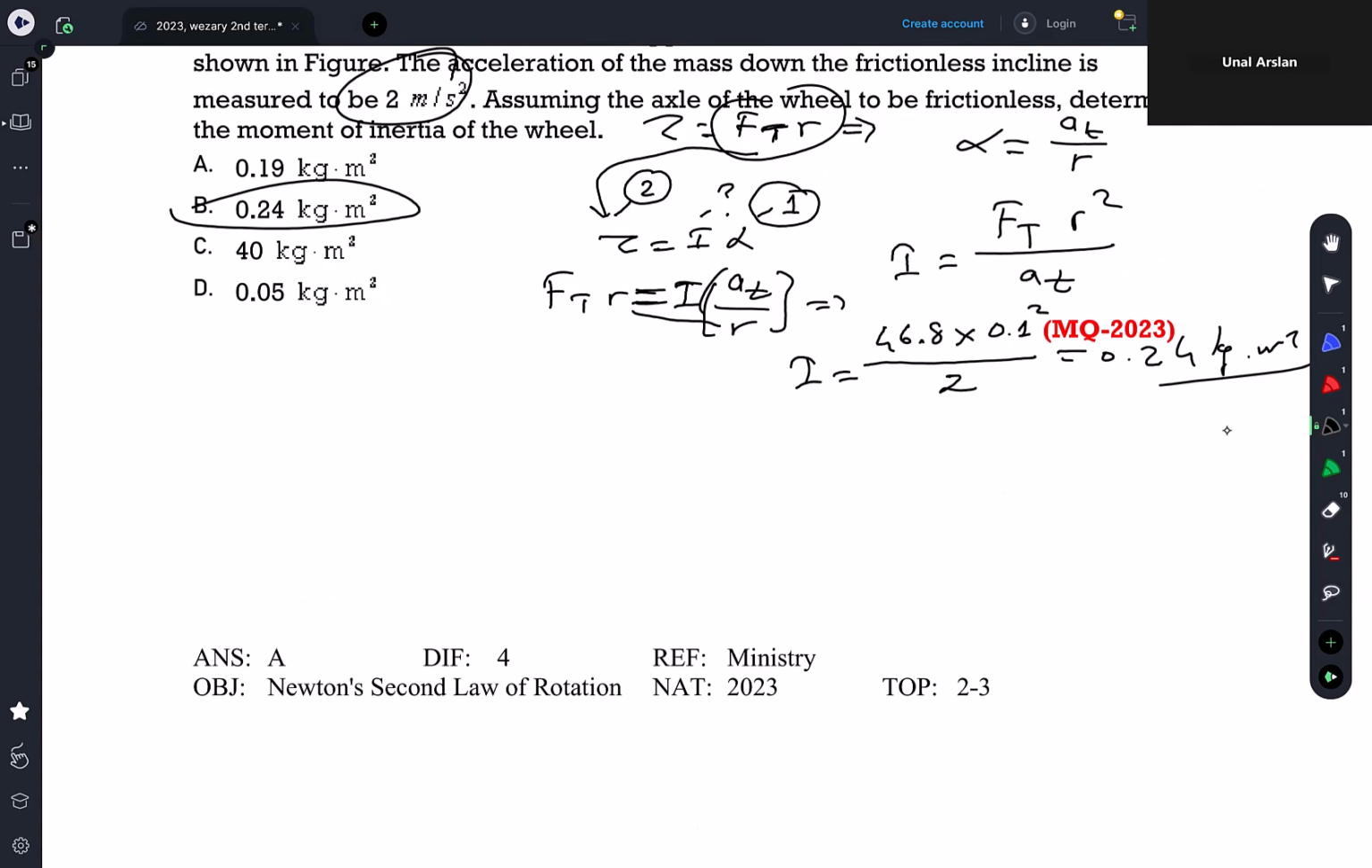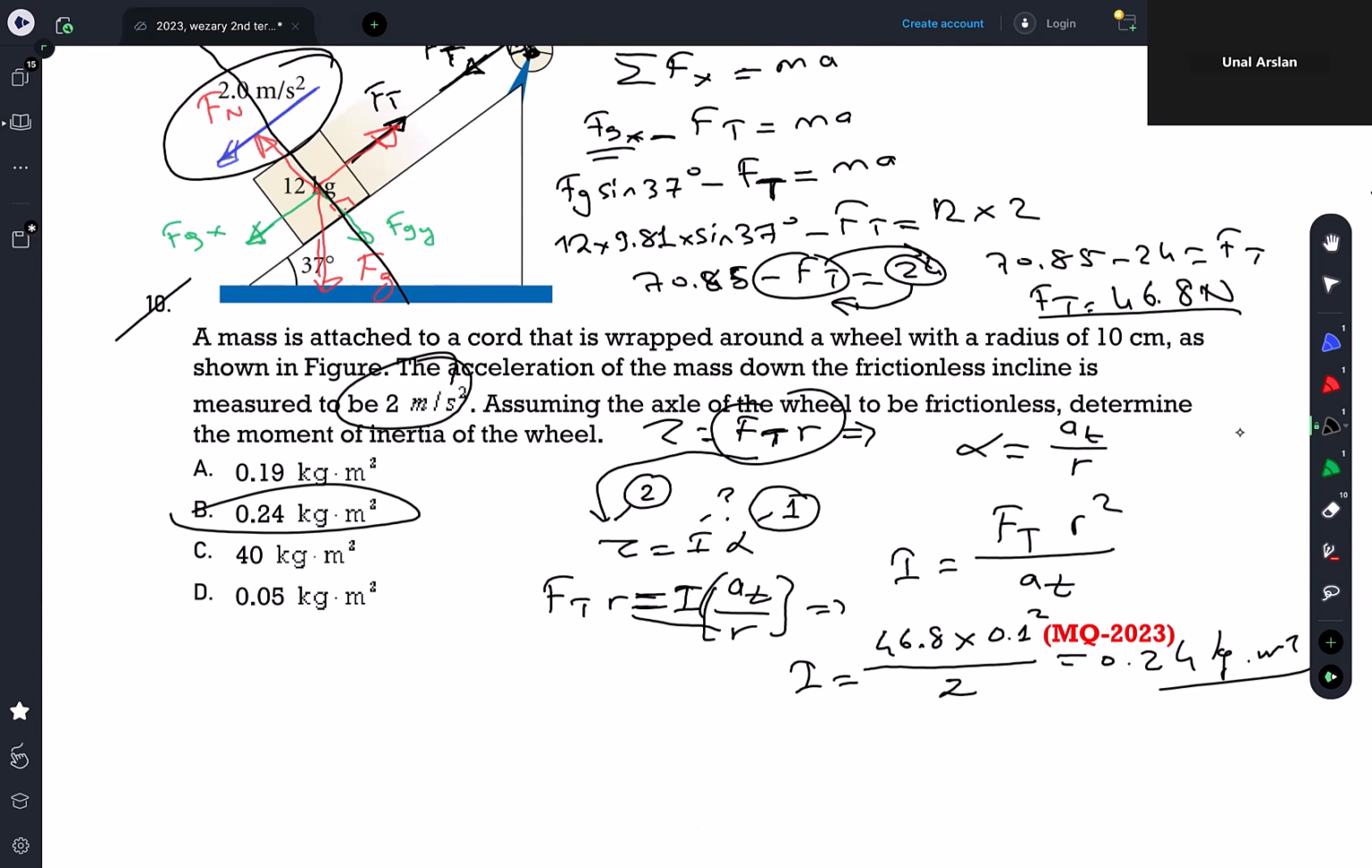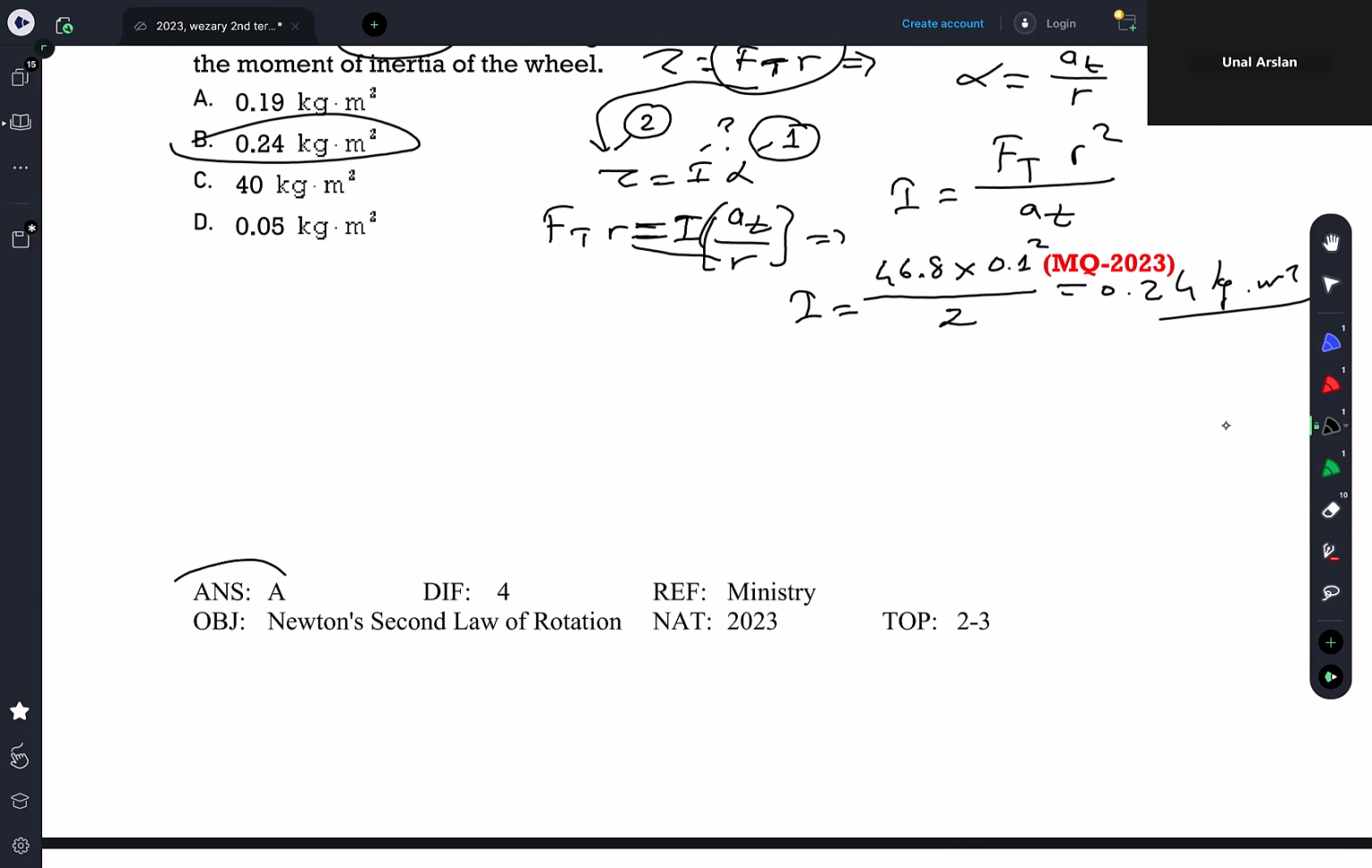And yes, it is B, the correct answer. My choice was given as A. Let me check it later.